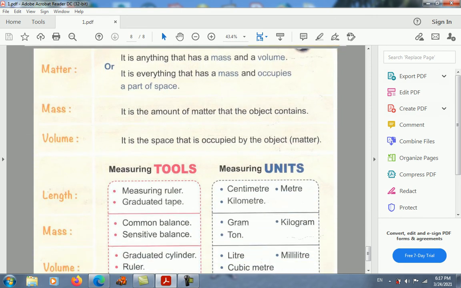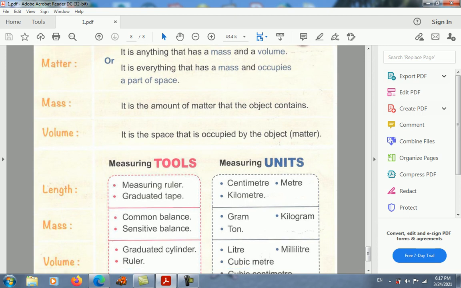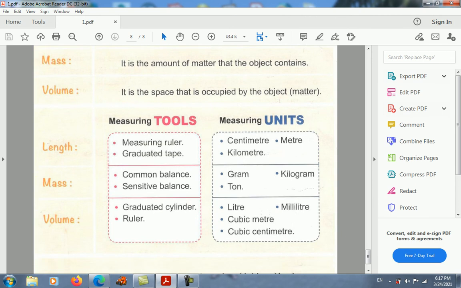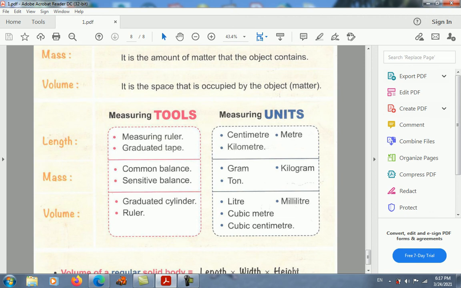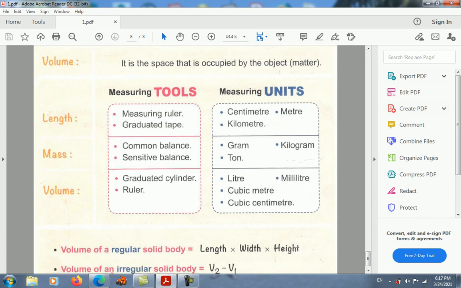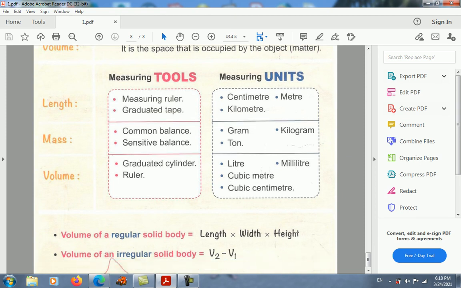Now for the summary. Matter: it's anything that has a mass and a volume, or it's everything that has a mass and occupies a part of space. Mass: it's the amount of matter that the object contains. Volume: it's the space that's occupied by the object, the matter.